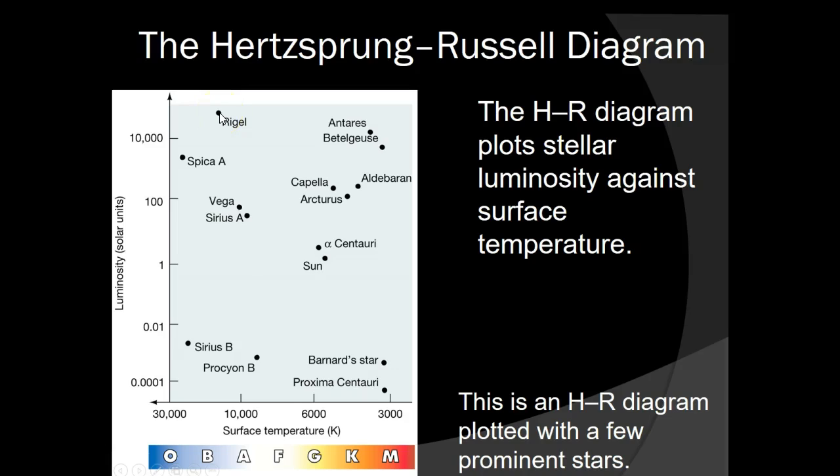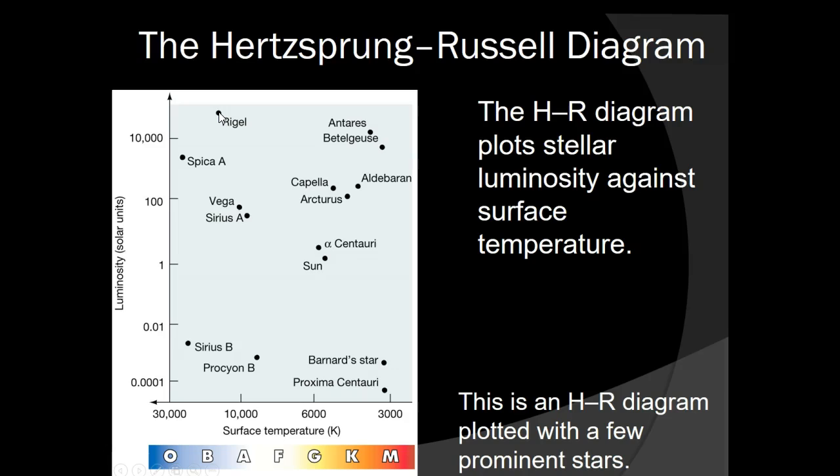So let's take a look at Rigel. What's Rigel's surface temperature? Okay, hopefully you said it's probably about 12,000, right? What color is it going to be? It's going to be blue-white, right? And what's its luminosity? It's going to be over 10,000.